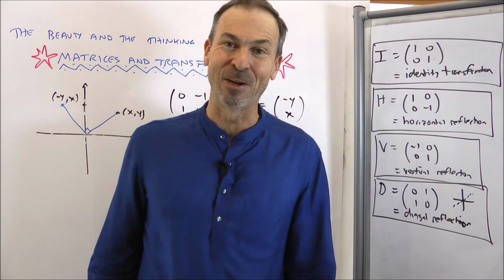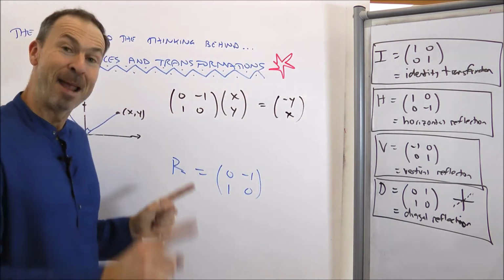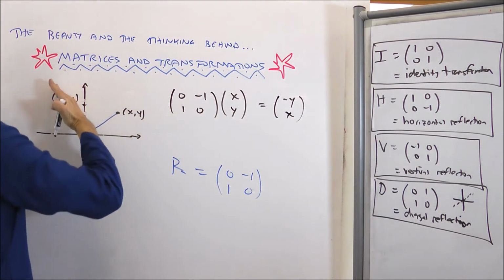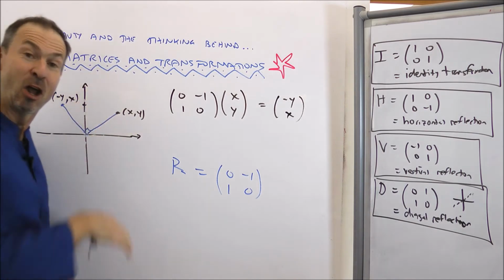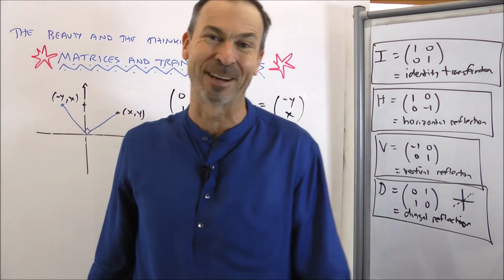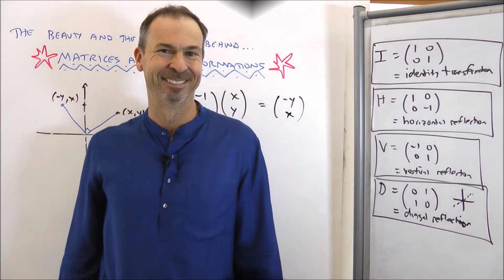Oh, a challenge for you. Write down the matrix that corresponds to not a counterclockwise, an anti-clockwise rotation. What matrix corresponds to a clockwise rotation of 90 degrees? Can you figure that out?